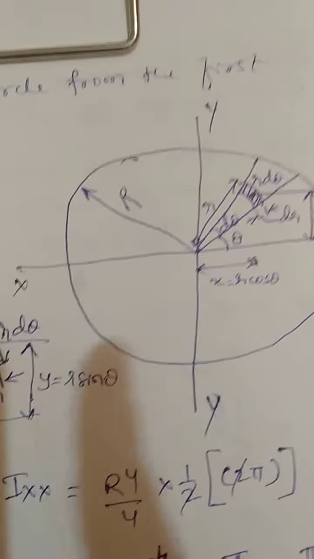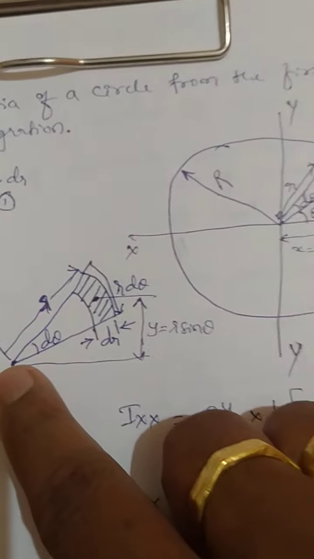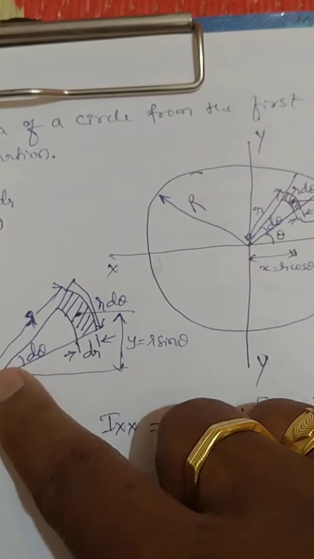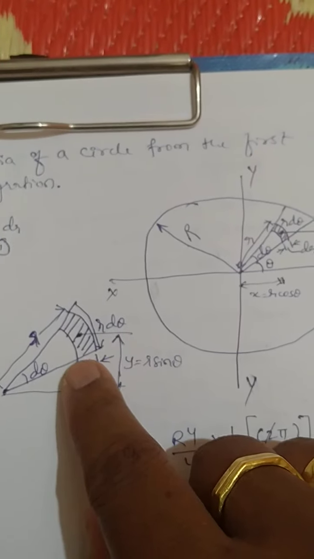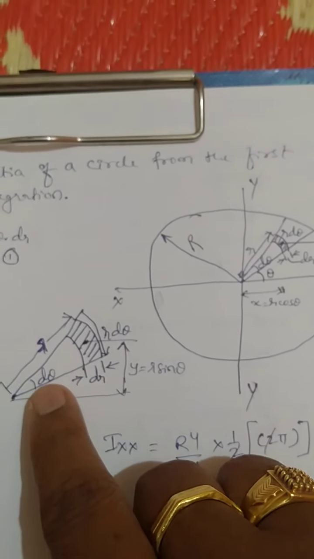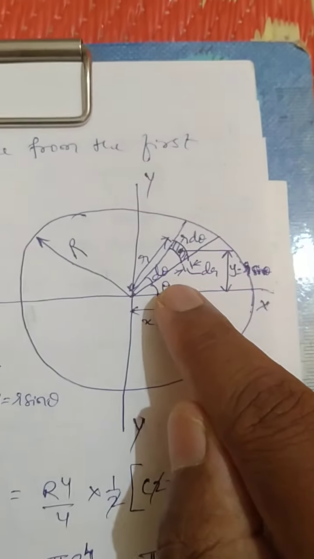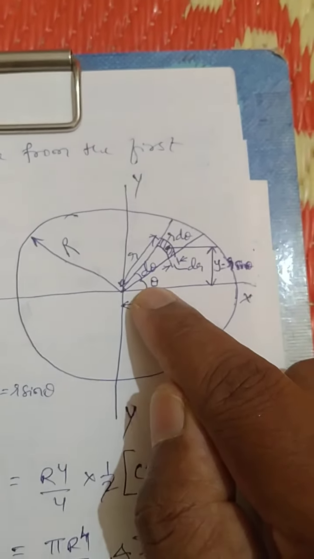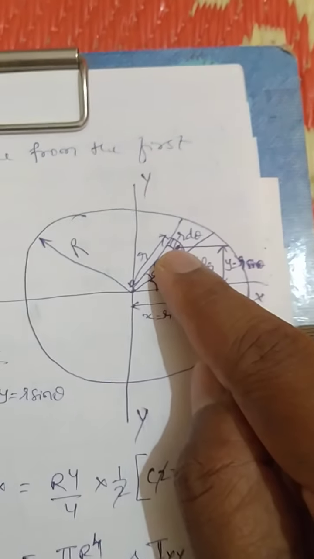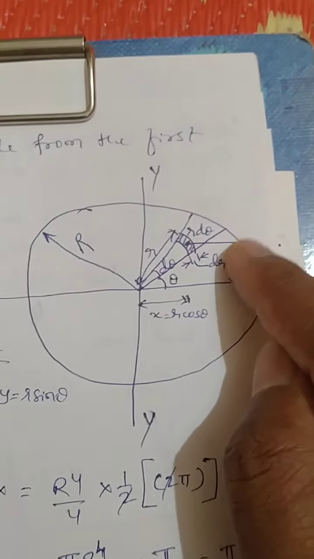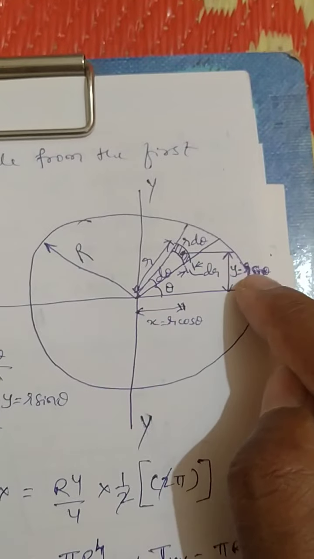I have considered an elementary strip here, which I have enlarged in this case. The elementary strip is considered at a distance of r, where the width is r d theta, the thickness of this elementary strip is dr, and the angle subtended by the elementary strip is d theta. This elementary strip is located at an angle theta from the diametrical axis, and the centroid of this elementary strip is located at a distance of y from the diametrical axis. y is equal to r sine theta.